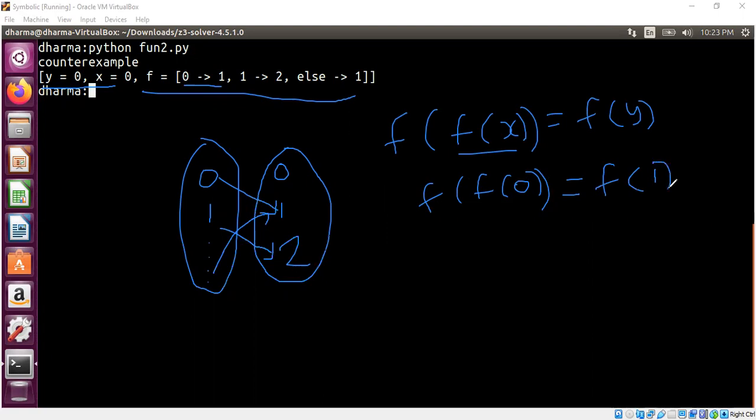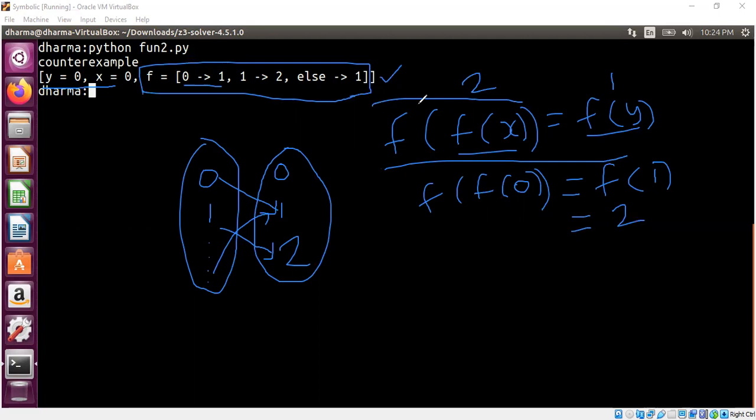And where is f of 1 mapping to? f of 1 is mapping to 2. That means this whole thing is 2 when x is 0. Okay, what about f of 0? We just computed f of 0, which is nothing but 1. 2 is not equal to 1. Therefore, it was able to suggest this as a counterexample to make this theorem incorrect.